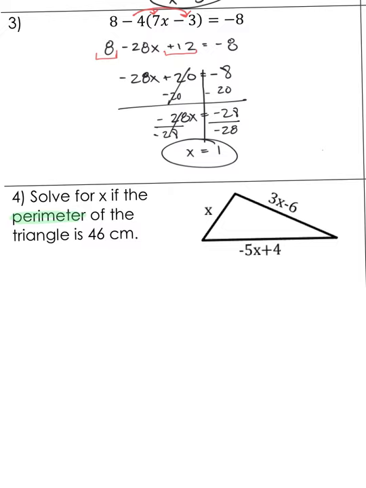So if you think back to geometry and the geometry stuff that you've learned in middle school and elementary school, the perimeter is the outside distance around a shape. And to find a perimeter, we add all the sides together.